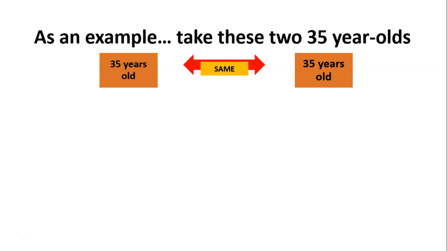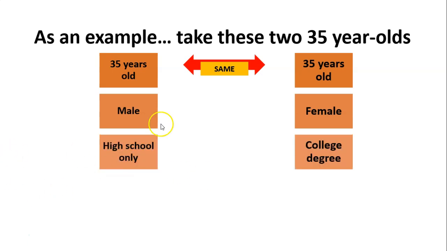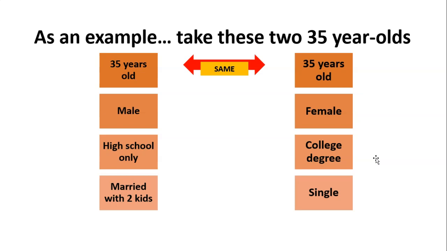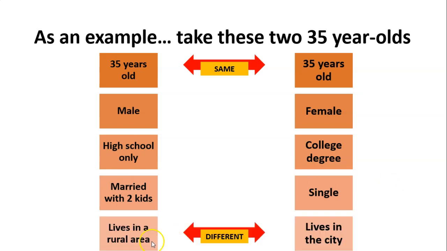But as I add information, one's male, one's female. Okay, but they're still 35. They're probably similar. Oh, okay, the guy finished high school only. The lady's got a college degree. Okay, maybe a little bit different. Oh, this guy's married with kids, and this one's still single. One lives in the rural area, the other lives in the city. They are a different segment. They will have different needs, different purchasing patterns, etc.